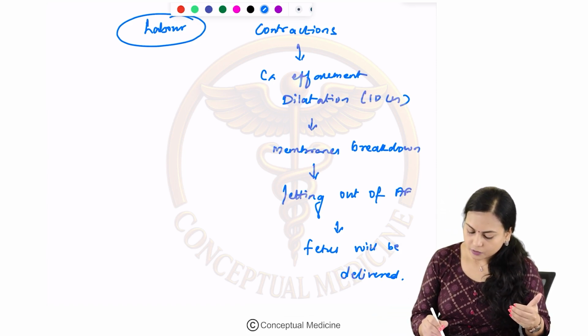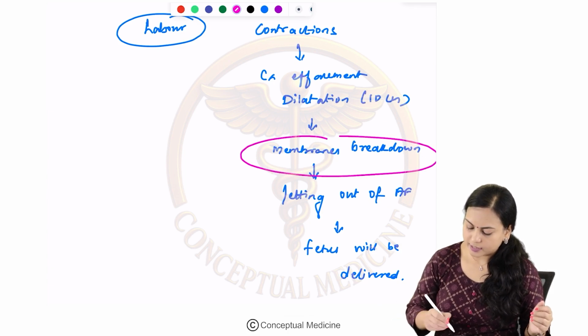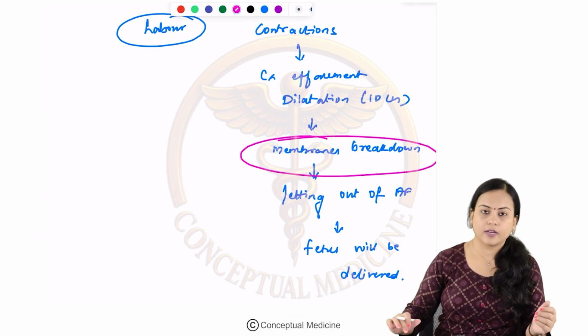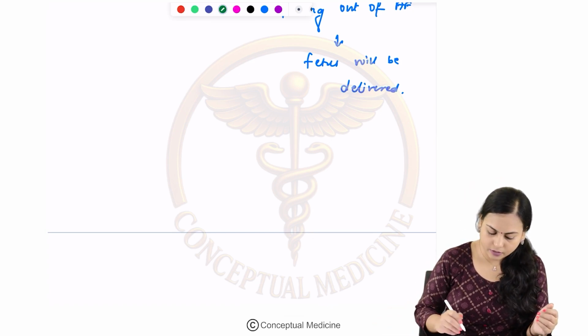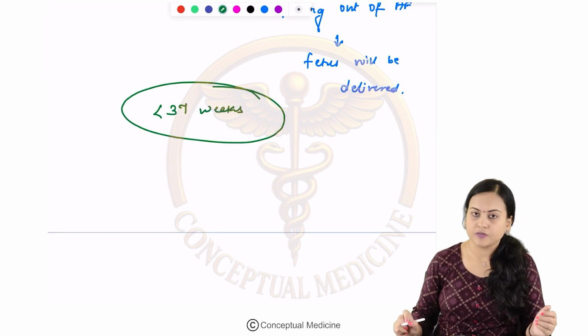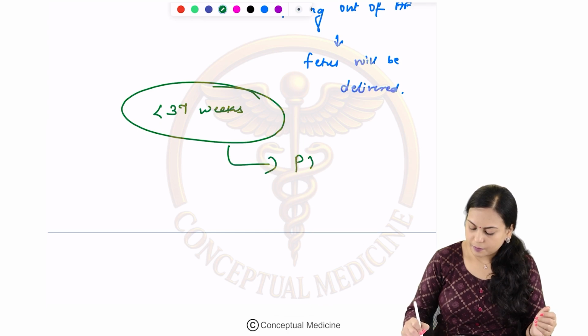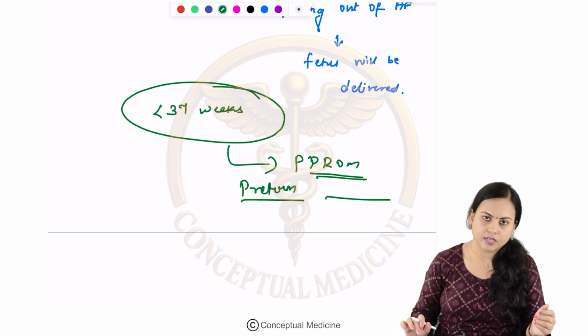Due to any cause, if there is rupture of the membranes before the onset of labor, then it is known as premature rupture of membranes. Especially when it happens before 37 weeks of gestation, it is known as PPROM, that is preterm premature rupture of membranes. Clear?